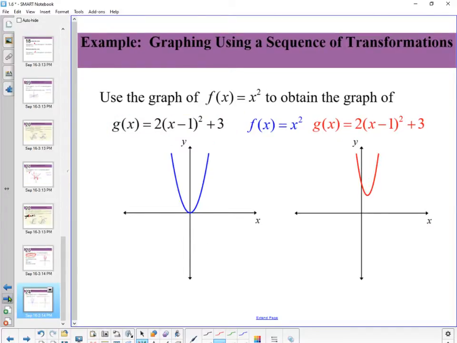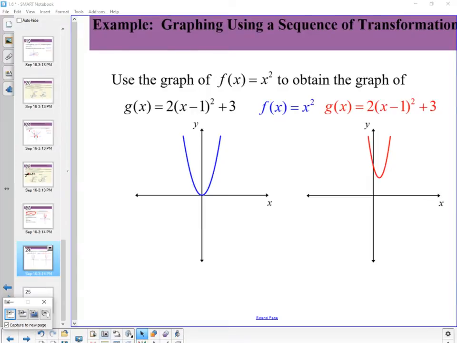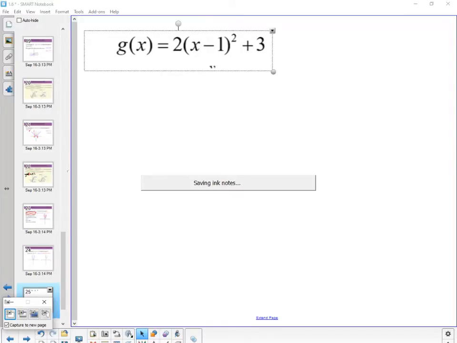Okay. So there's the original x squared, and here's our function with all the changes on it. Cool beans. I want to do this for you guys. What happened? My mouse broke. Okay, let me see if this works.